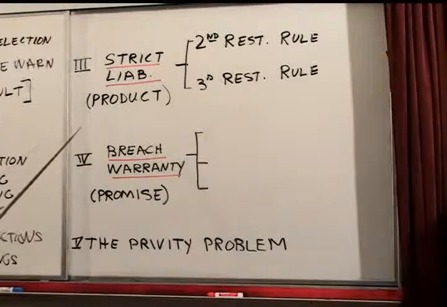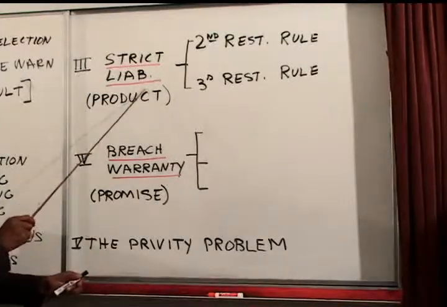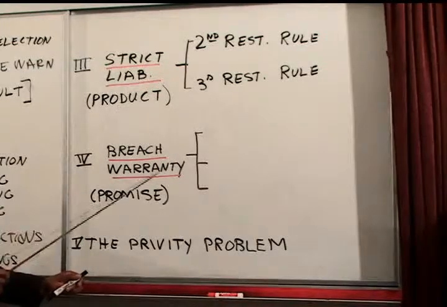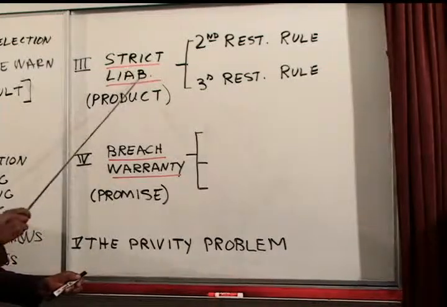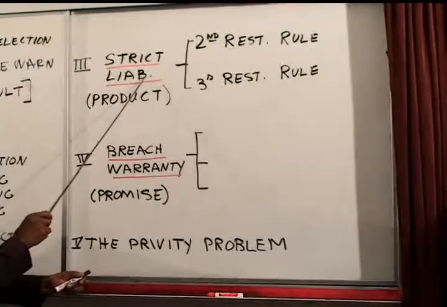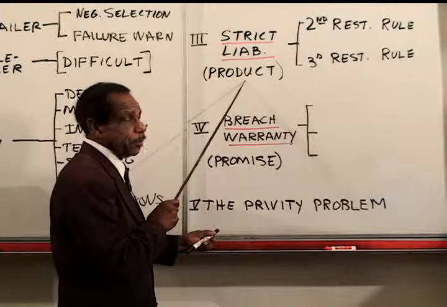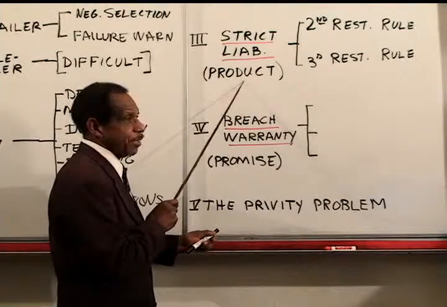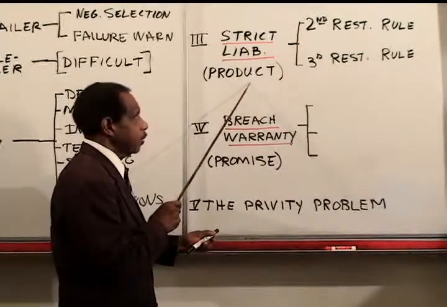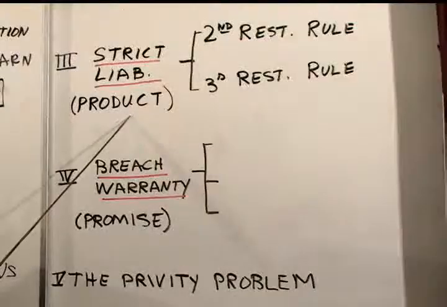Now, the second theory of products liability was strict liability. It can be either one, strict liability or breach of warranty. Take strict liability. In the case of strict liability, the key thing is that we're looking at the product, not the conduct of people. We're looking at the product itself, the car, the hammer, whatever it was. And the question is, is that product defective?